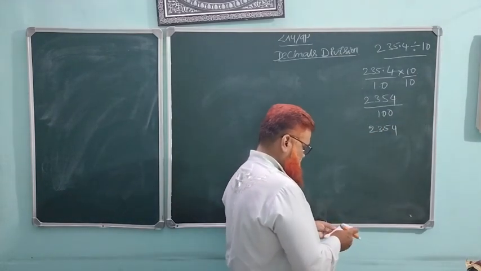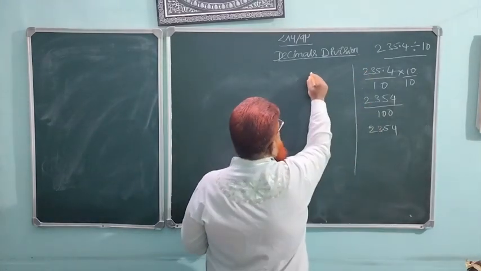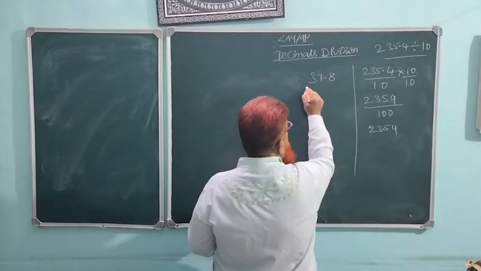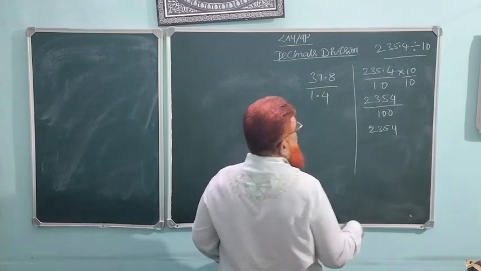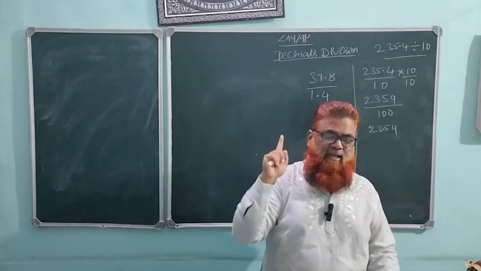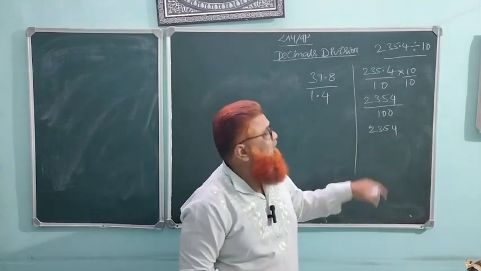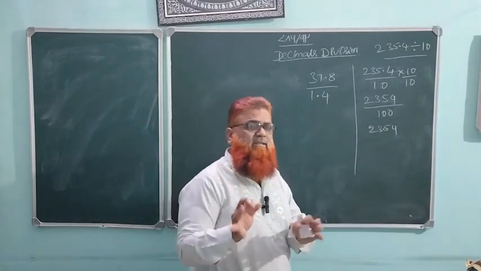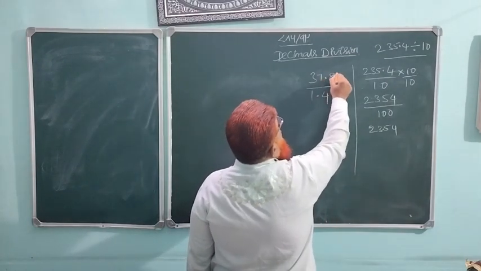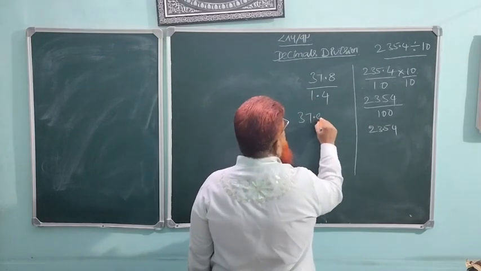Okay, I take one more example. The next one is 37.8 divided by 1.4. In the first example, only the upper part had decimal values, but the lower part was a whole number. In this example, I have taken the upper and the lower part both containing decimal values. So after the decimal there is one digit, and here also after the decimal there is one digit. What should you do?